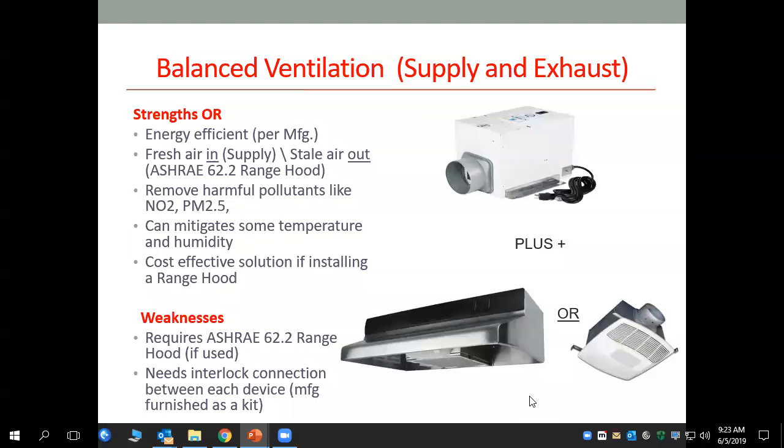Strengths of that: it's efficient. Fresh air supply, air in, stale air out. It removes harmful pollutants like NO2 and PM 2.5. It can mitigate some temperature and humidity. It's a cost-effective solution, especially if you're already installing a range hood. It does require the ASHRAE 62.2 range hood if used, and Air King does make one of those. Make the one that is 62.2 approved, and needs an interlock connection. It will need something to make those talk to each other, which those kits are available.